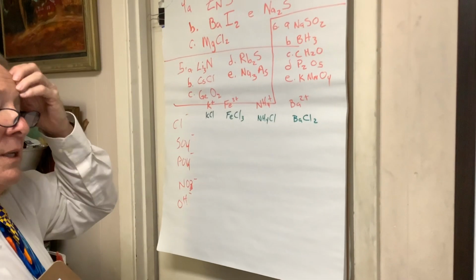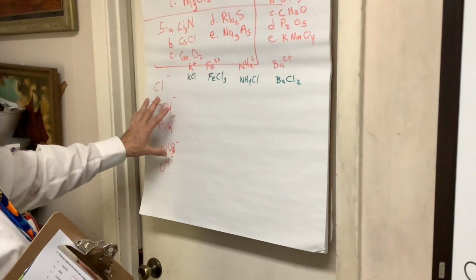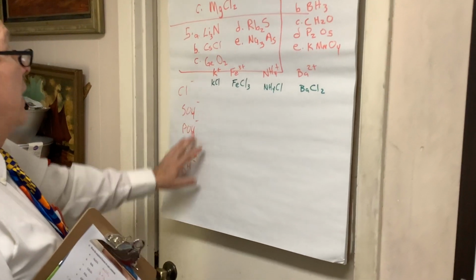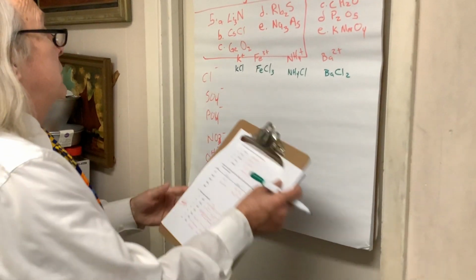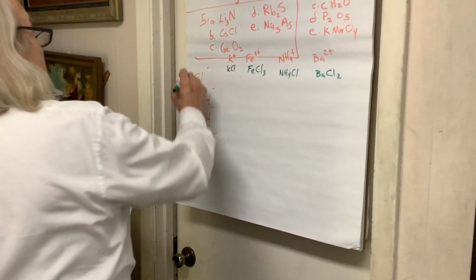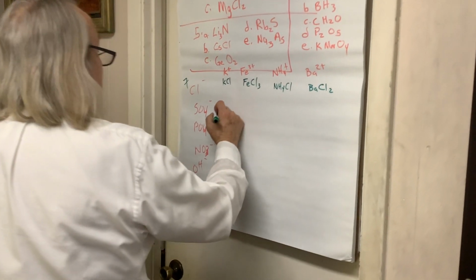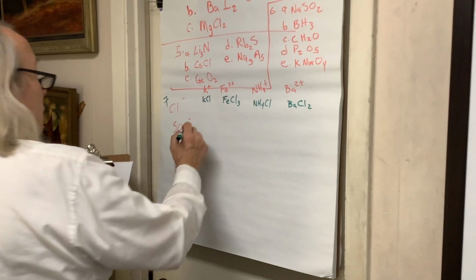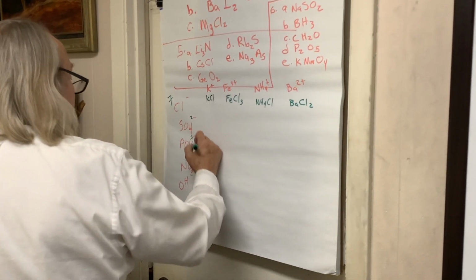This question is: take the anions, the negatively charged ions, and mix them with these cations, the positively charged ions. So in problem number 7, potassium sulfate. And sulfate is 2 minus. This should have been a 2 minus. And phosphate is 3 minus.